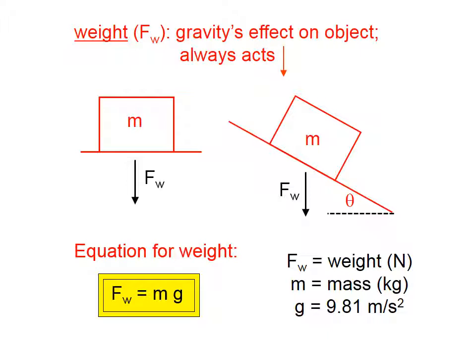You may have seen g as equaling negative 9.81 meters per second squared. I'm going to use it as a positive number with the understanding that the weight force always acts downward, and that takes into consideration that negative sign that you might have seen earlier. So, weight is m times g.